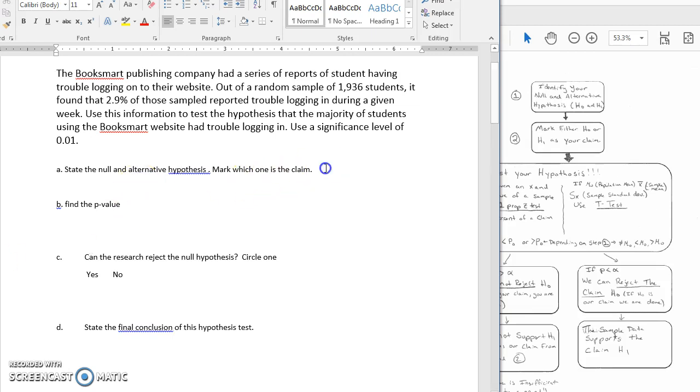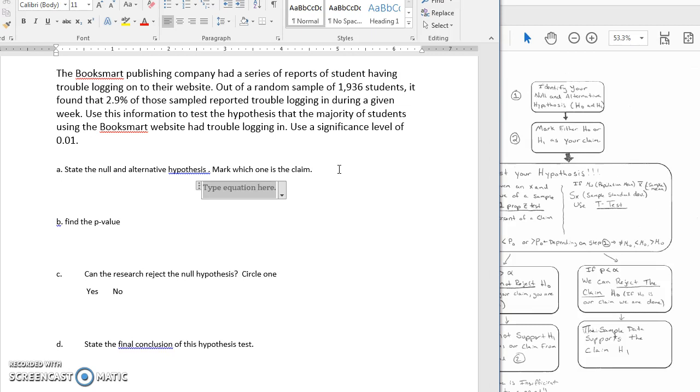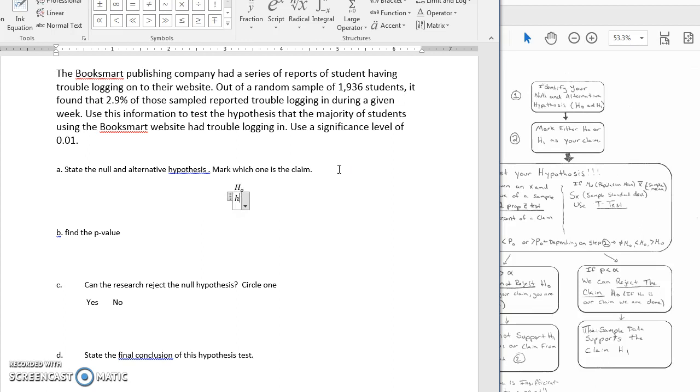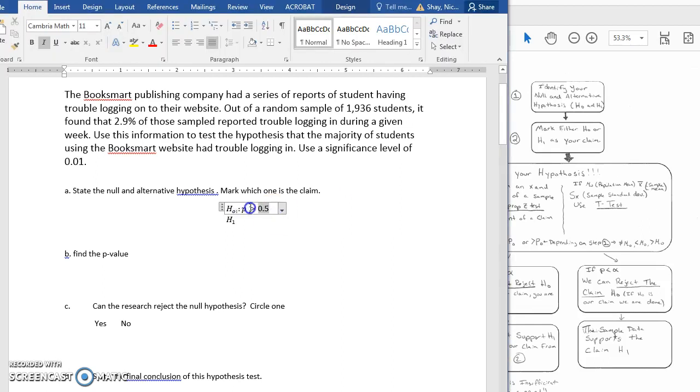Step 1 says to state the null and alternative hypothesis. So I'm going to do that. Let's do H0 and H1. Okay, so we're also going to want to mark the claim. I always look for where it says to test the hypothesis: to test the hypothesis that the majority of students using the Booksmart website had trouble logging in. This is going to go on H1 because we are going to test the majority. What is the majority? That's over half, right? So that p is greater than 0.5.